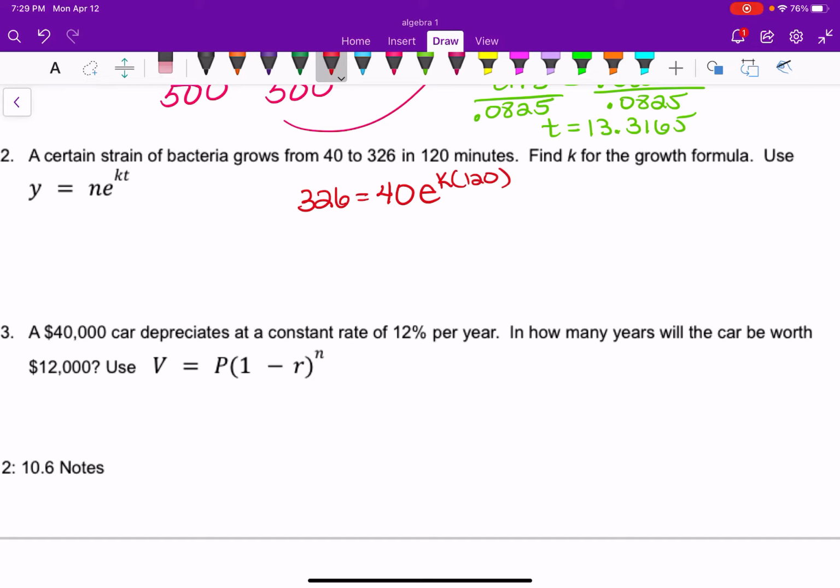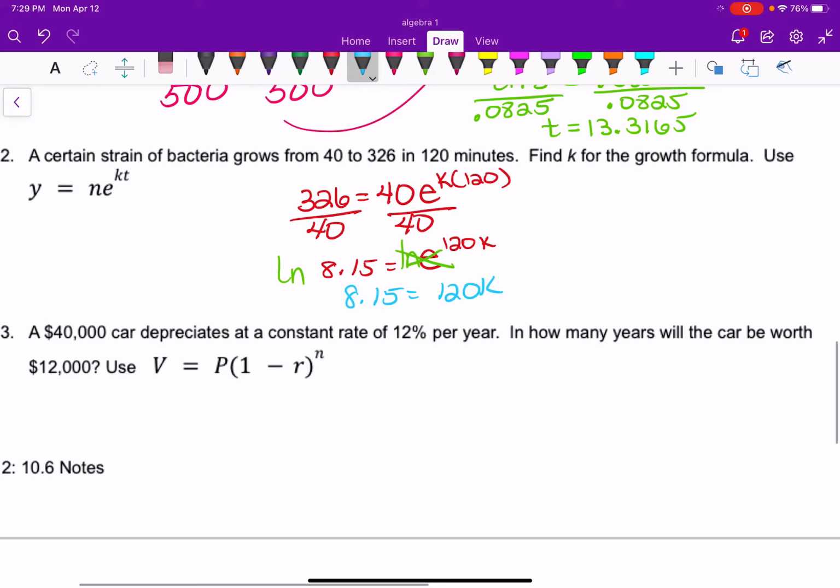All right, I need to get E by itself, so I'm going to divide by 40 on both sides. And so that gives me 8.15 equals E. And I'm going to change this to 120K because it looks better to me. Doesn't matter. In order to get rid of that E, I can take the ln of both sides. That's a legal move. When I do that, I'm taking the inverse of E, so that goes away. So now we're left with ln 8.15 equals 120k. Oops, sorry, forgot the ln.